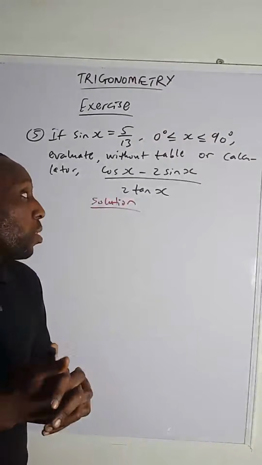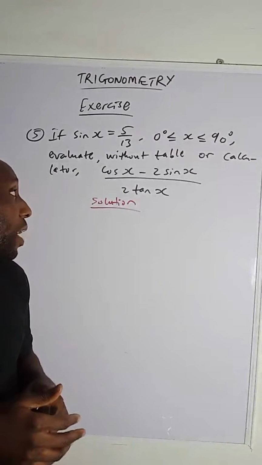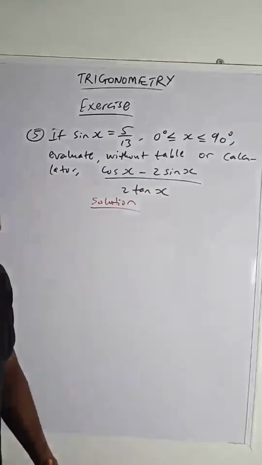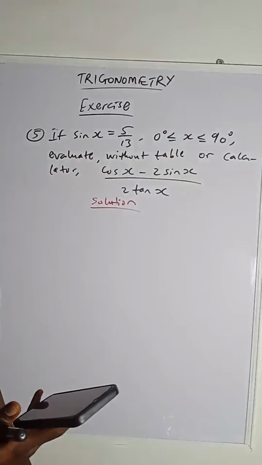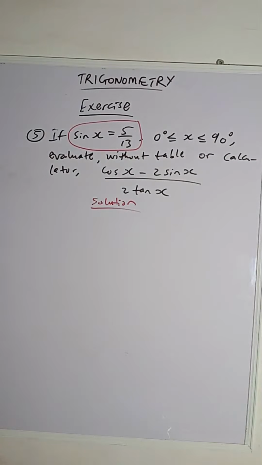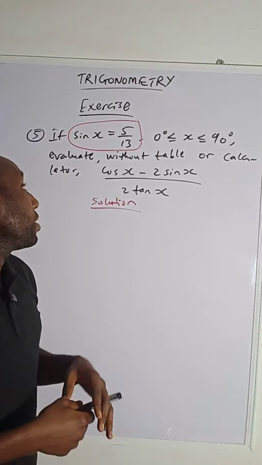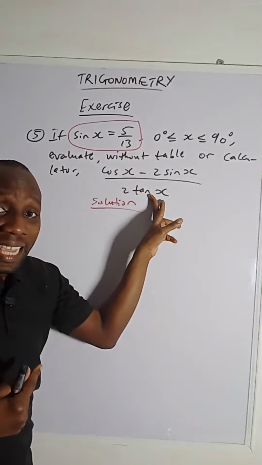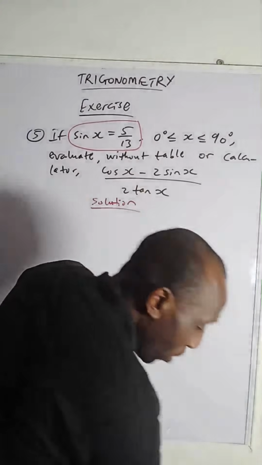So I'm going to give you one more minute to try this out before I do it. Oh, sorry, I think I had some network issues. So from sine x, I can get cos x and tan x. We've done this before.